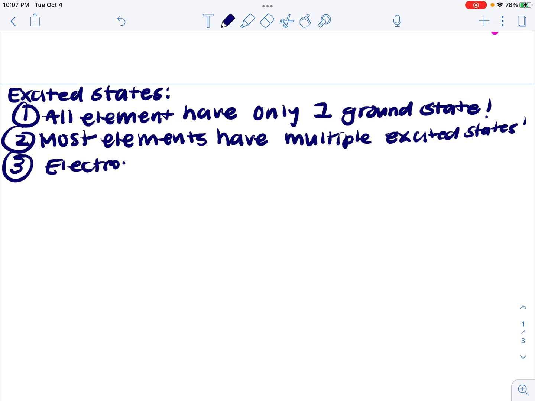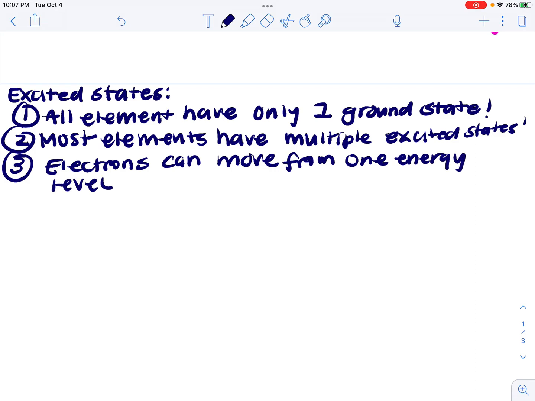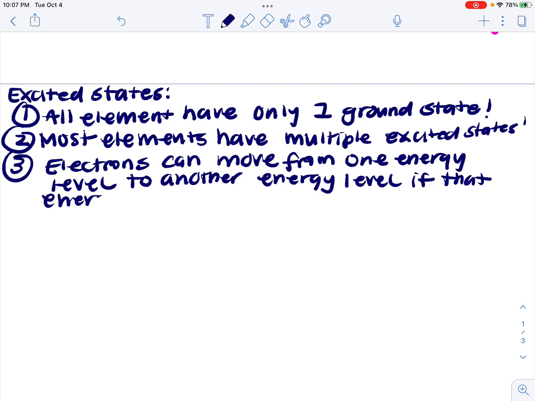Number 3, electrons can move from one energy level to another energy level if that energy level is not filled.